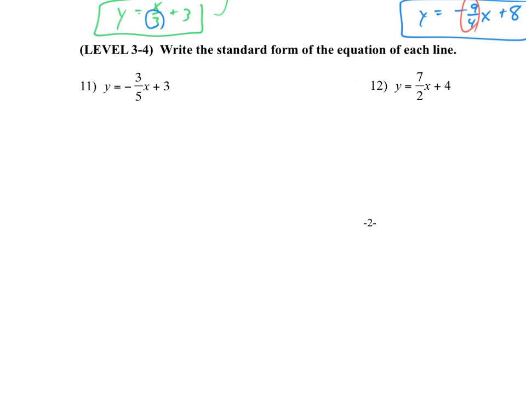All right, so with this last part, we want to write it in standard form. Standard form looks like whole number x plus whole number y equals whole number.